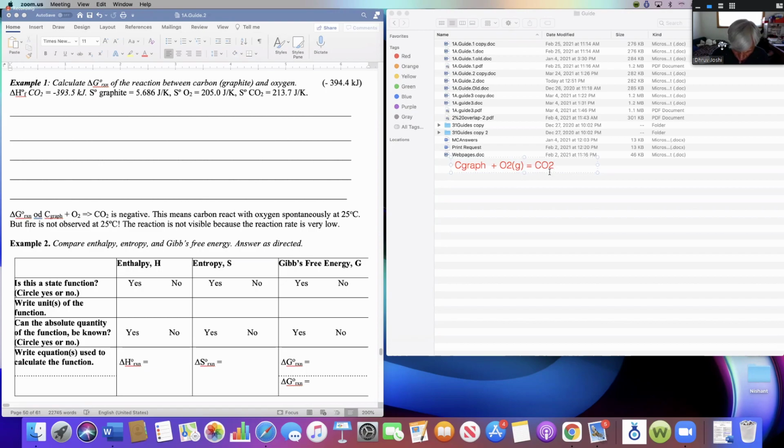And this reaction is also a reaction that we will write to talk about the heat of formation of carbon dioxide, because we are forming 1 mole of carbon dioxide, and forming it from its constituent elements in their natural state. That's what we are doing.